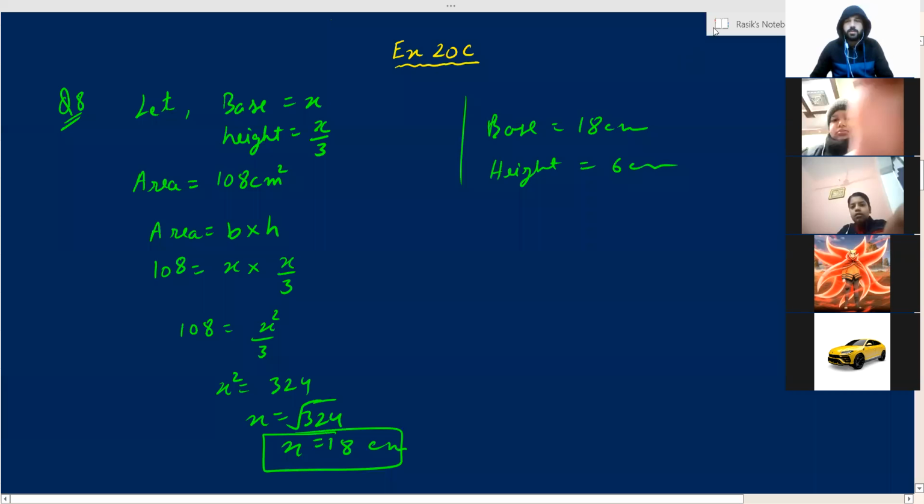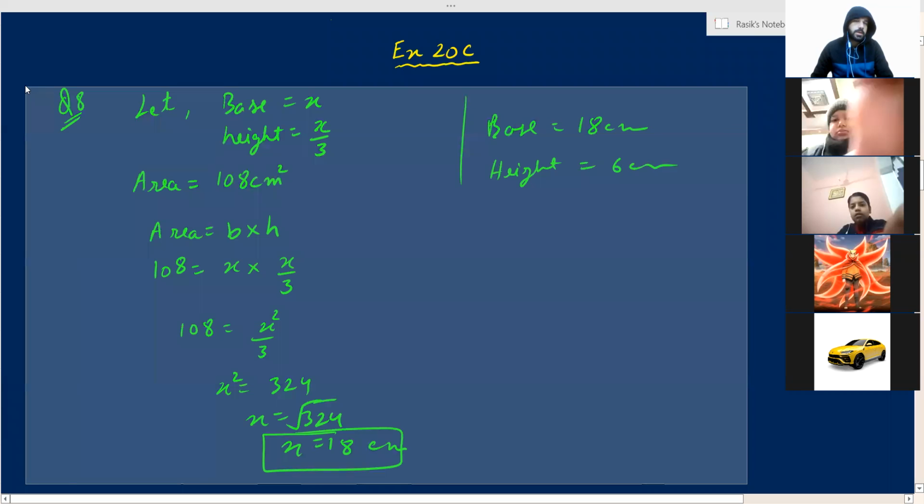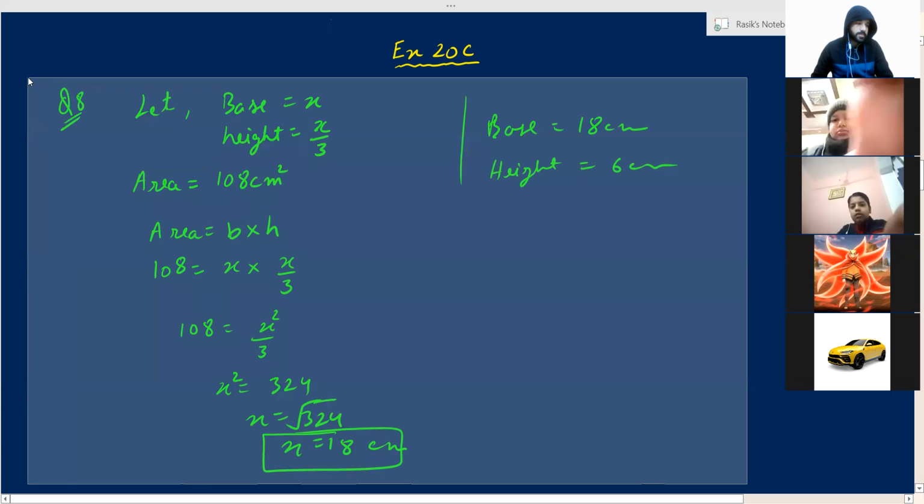Base is equal to 18 centimeters and height is equal to 6 centimeters. Clear? Height is equal to 1 upon 3 into 18, that is 6. Okay. Very good.